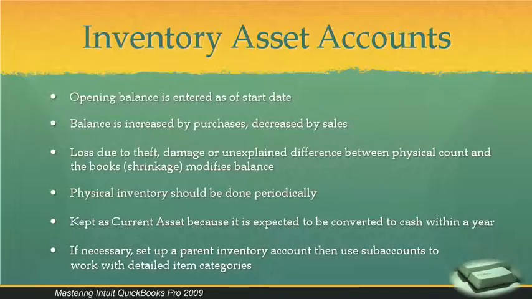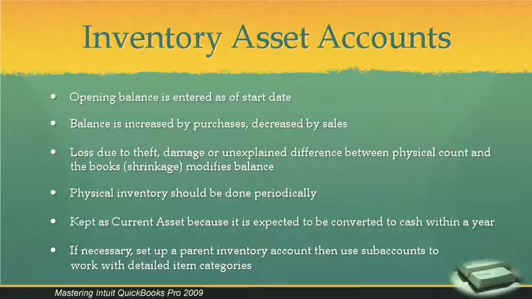And if you're going backwards in time, say to the beginning of the year, the beginning of the quarter, you need to be able to pull that information out so that you can enter it. The balance is then increased by purchases and decreased by sales, the coming in and out type of thing. Loss due to theft, damage, or unexplained differences between your physical count and your books, also called shrinkage, modifies the balance. So that's something that we will show you how to take care of, even though we hope that there isn't a lot of it. Unfortunately, in life it happens though, so we have to know how to modify those balances when we do find physical differences that don't agree with the books.